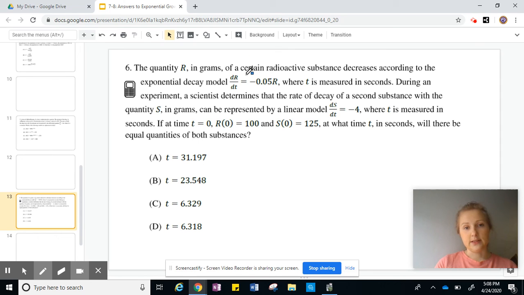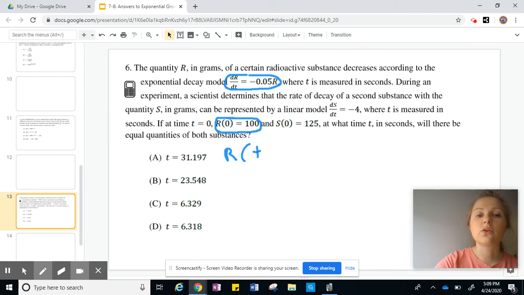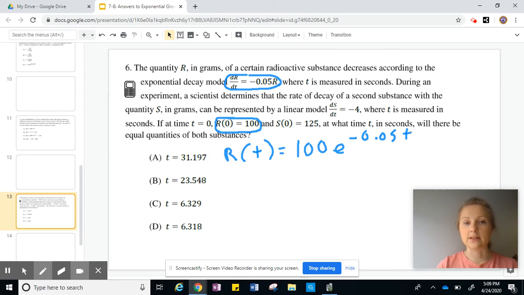So dr dt equals this, which tells us that k is negative 0.05. And we know that C for that is going to be 100 because they give us when t equals 0, r equals 100. So now we know pretty much everything we need. So r of t equals C e to the k t power. And that's that.